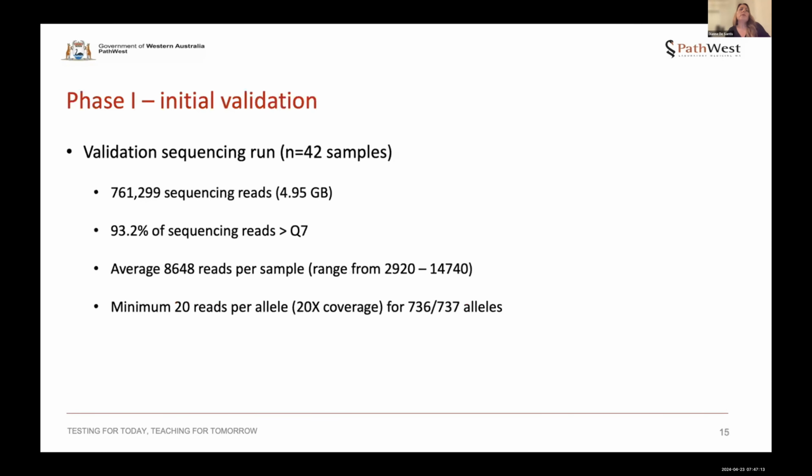So phase 1 results, so we sequenced 42 samples. We obtained about 5 gigabases of data, which equated to about 750,000 reads.